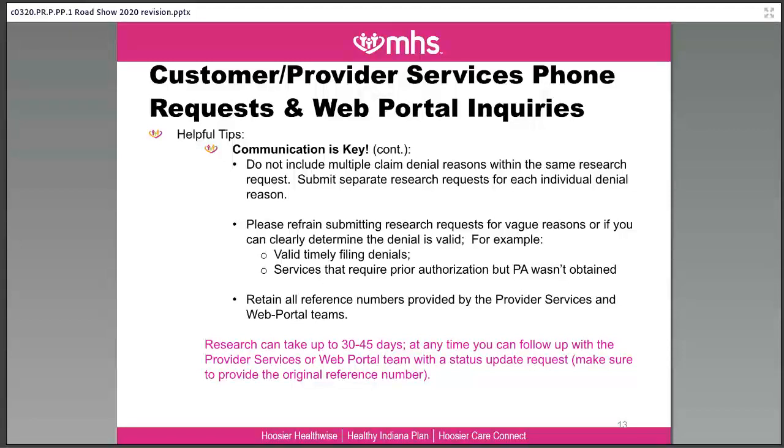And we ask that you please refrain from submitting research requests for vague reasons, or if you can clearly determine that the denial is valid. For example, a valid timely filing denial, or if it was a service that required prior authorization, but prior auth was not obtained. And once again, retain all those reference numbers provided to you by the provider services and web portal teams. Research can take up to 30 to 45 days. At any time, you can follow up with the provider services team or the web portal team with a status request. Just provide that original reference number that you were given.